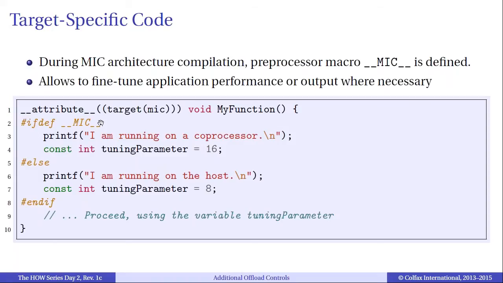So a preprocessor statement like that will make sure that this code is compiled for Xeon Phi, but that code is not compiled for the Xeon Phi. In the second pass, when I'm compiling for the host CPU, the macro is undefined, so this will not be compiled, but lines 6 and 7 will be compiled. I can use this to write target-specific code. For example, I can tweak the output that I'm printing out, or I can tweak the values of the tuning parameters.